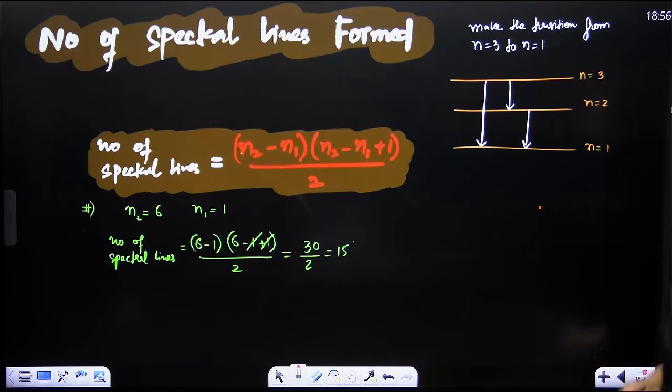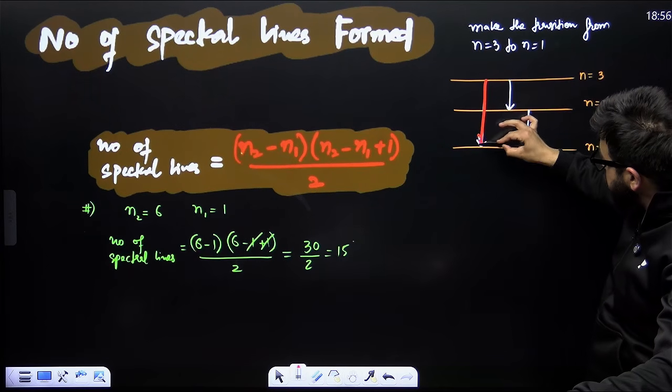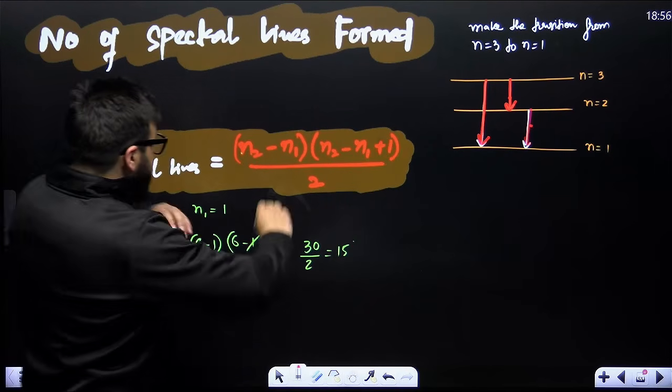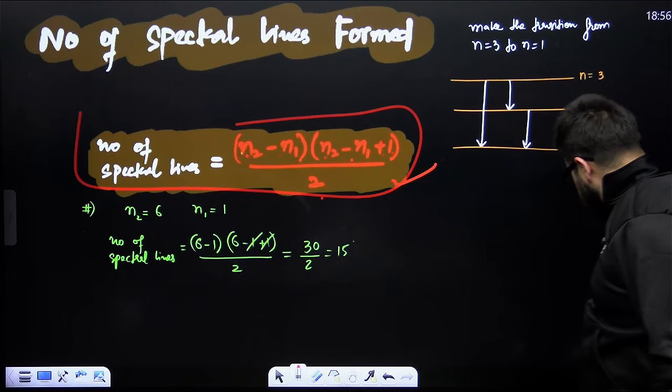Now, if an electron makes a transition from a higher orbit to a lower orbit, like from third to first, it can come directly from third to first, or it can come from third to second and then second to first. How many lines are created? 3. How many spectral lines are created? This is the formula: (n2 minus n1) into (n2 minus n1 plus 1) divided by 2. This is how we can find the number of spectral lines formed.